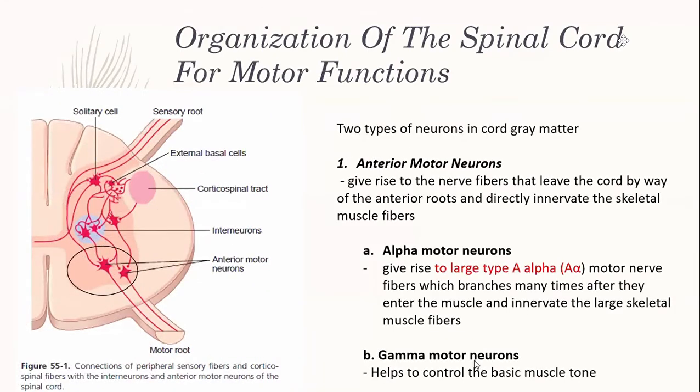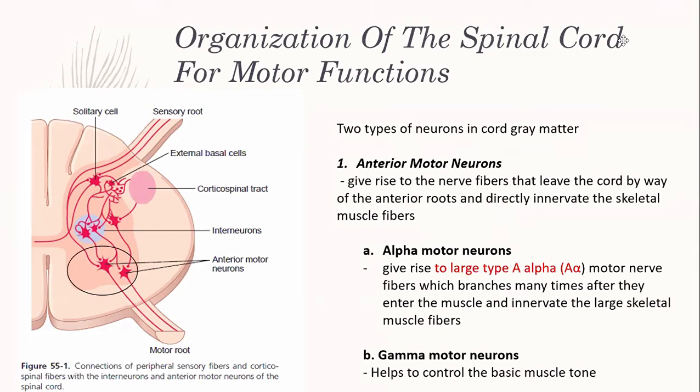So see, alpha motor neuron is more of a skeletal muscles. Once you stimulate the alpha motor neuron, it will cause contraction of a specific muscle. Let's say your gastrocnemius, or is it the quadriceps, parang ganon.